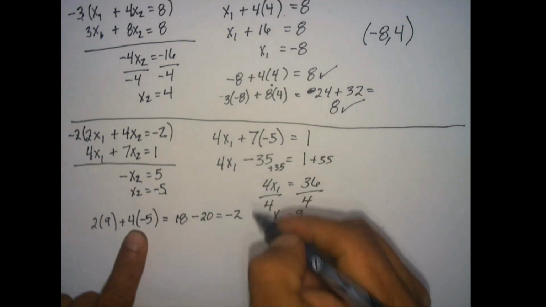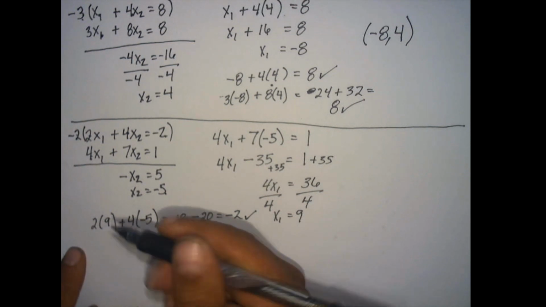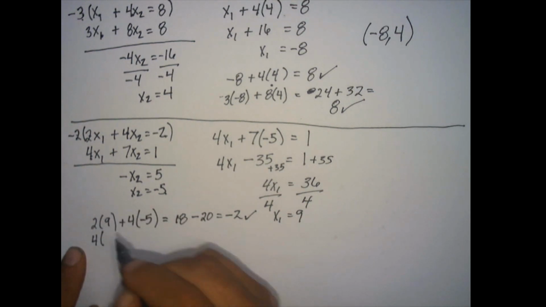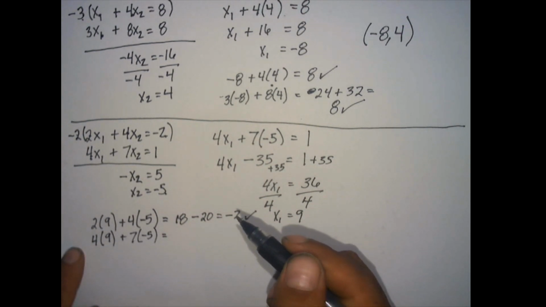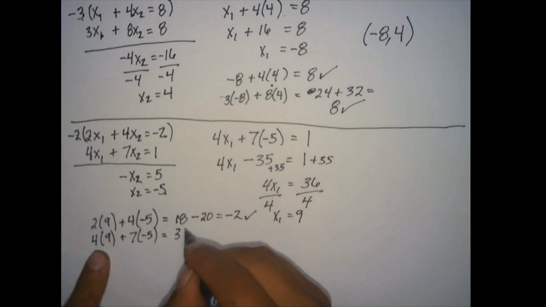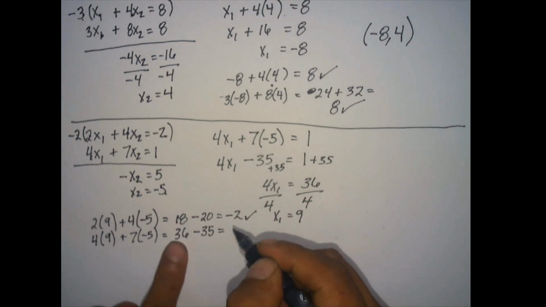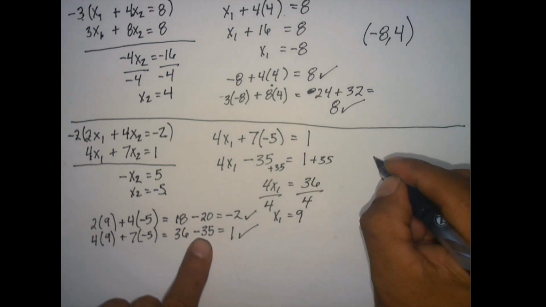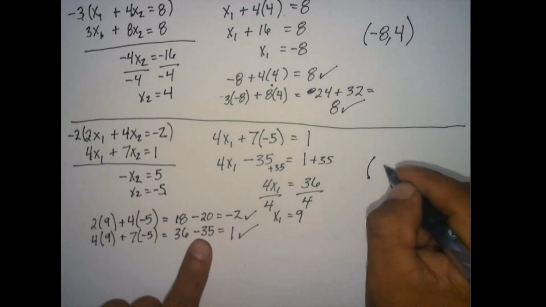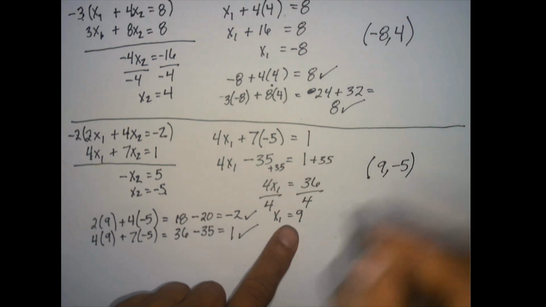And that works. Let's see if it works in the second equation, because these problems are real easy to check, because you can just plug them in. 4 times 9 plus 7 times -5, and that should give us 1. Okay, so 4 times 9 is 36, and 7 times -5 is -35, and 36 minus 35 is 1, so that works too. So the solution here is the ordered pair 9, -5.